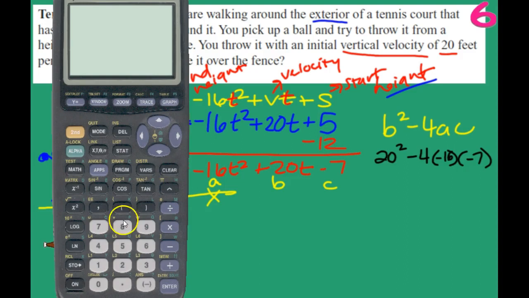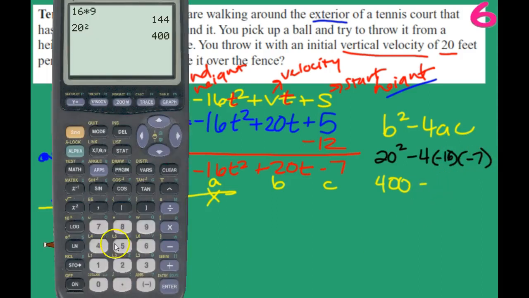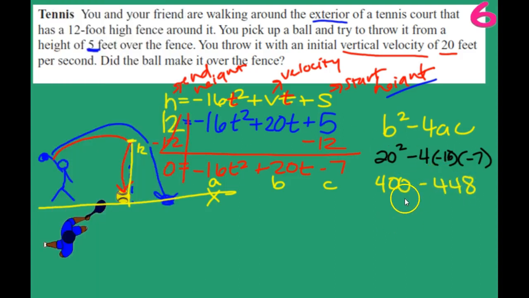So in your calculator, or some of you might know this, 20 squared or 20 times 20 is 400. I know a negative times a negative is going to make a positive. Times a negative again is also a negative. So 4 times 16 gives me 64. And then multiplied by 7 is 448. So right there, 400 minus 448 is going to be a negative 48. There's more negatives. So if I was to take the square root, you can't take the square root of a negative number, so there is no solution.